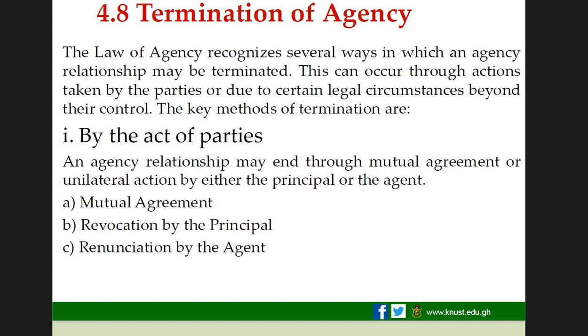the relationship. That is mutual agreement. We must all agree to end the relationship, that principal-agent relationship. Then the second one, there must be a revocation by the principal. And so the principal ends it.